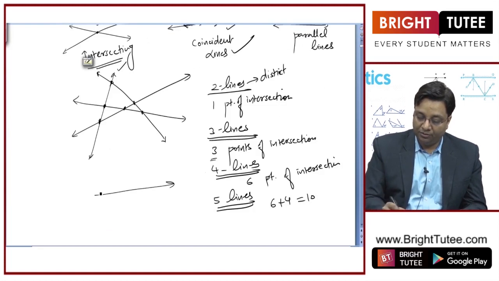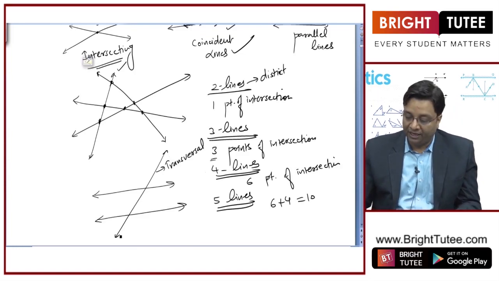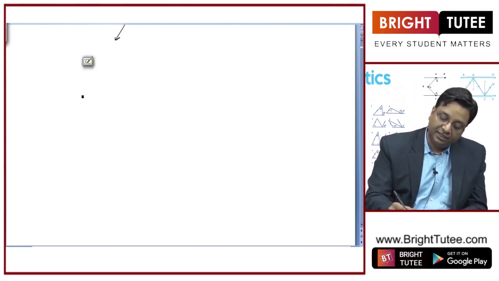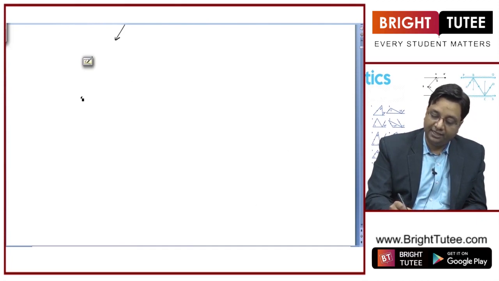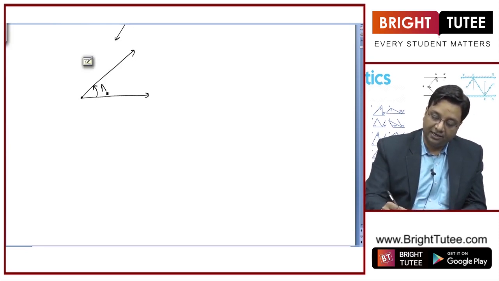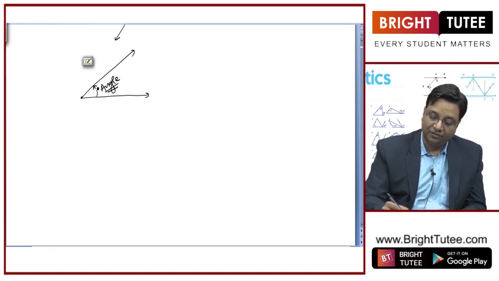So this is one thing about lines. And when there are two parallel lines, we draw a line cutting these two parallel lines like this. This is known as a transversal. Now let us talk about angles. Let us say two lines, two rays in fact, starting from the same initial point. This is an angle, and we always measure an angle in the anti-clockwise direction.